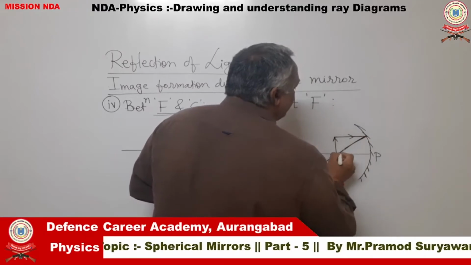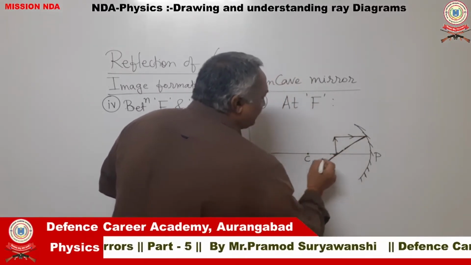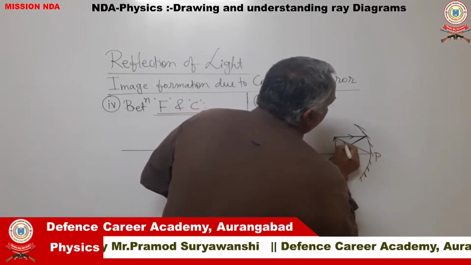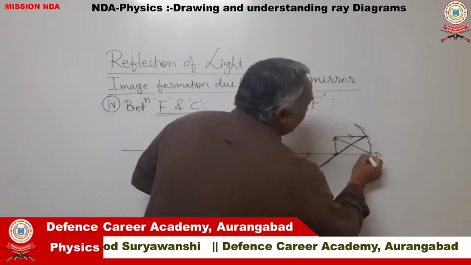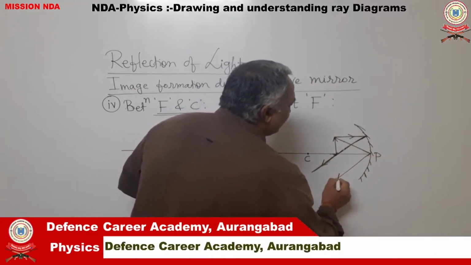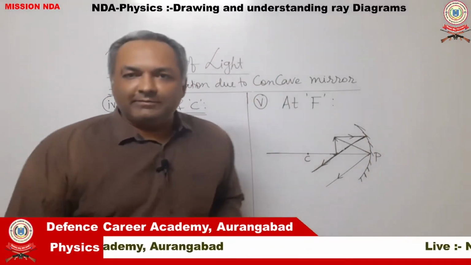Okay, so best option, first incident ray, draw it parallel to the principal axis. After reflection, it will pass through the focus itself, and second ray of light, the one that is incident at the pole, after reflection, it will go like this. Now, what happens here is both of the reflected rays are parallel to each other.